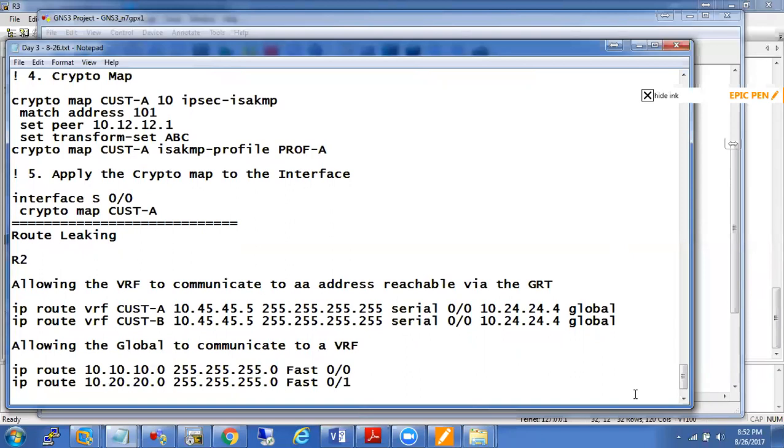And I'm done. You understand? So that provided me the reachability. Yes, please, before I go into GET VPN now.